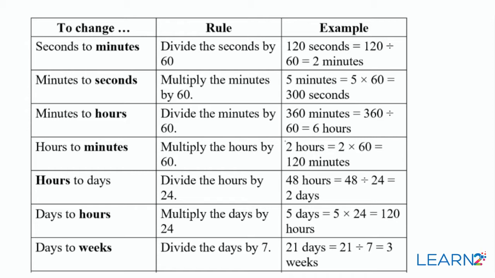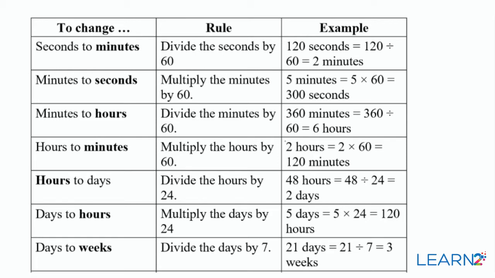What about if we've got minutes, but we want to convert those to seconds? Well, going from minutes to seconds means we've got to multiply the minutes by 60. So 5 minutes, how many seconds do we have? It would be 5 times 60, which would be 300 seconds. Let's do minutes to hours. To go from minutes to hours, we've got to divide the minutes by 60. So if you've got 360 minutes, how many hours is that? It would be 360 divided by the 60, which gives you 6 hours.